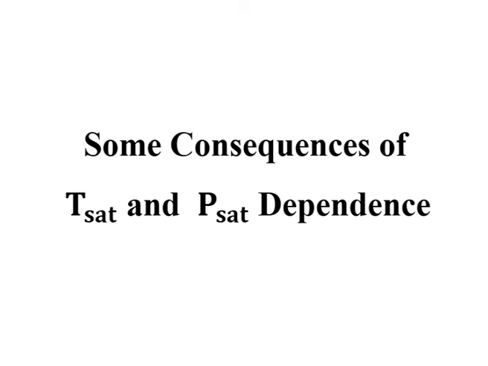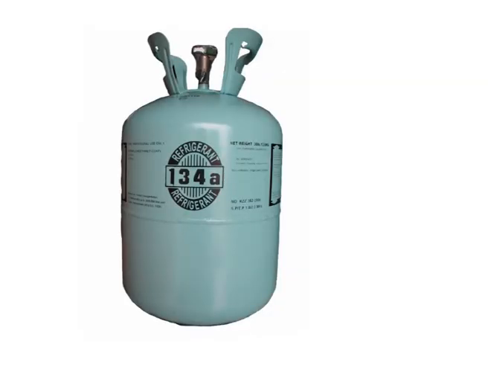Some consequences of T saturation and P saturation dependence. We mentioned earlier that a substance at a specified pressure boils at the saturation temperature corresponding to that pressure. This phenomenon allows us to control the boiling temperature of a substance by simply controlling the pressure, and it has numerous applications in practice. Here we discuss some examples.